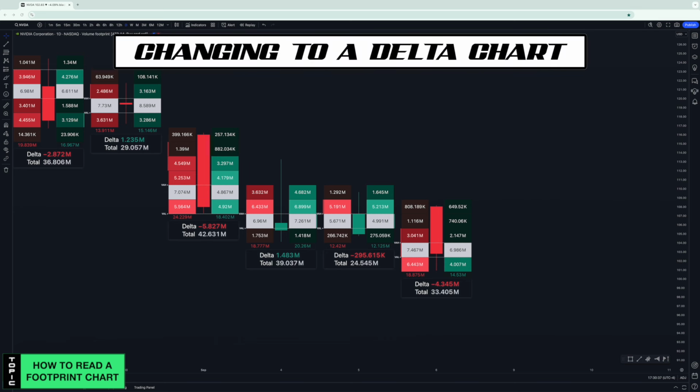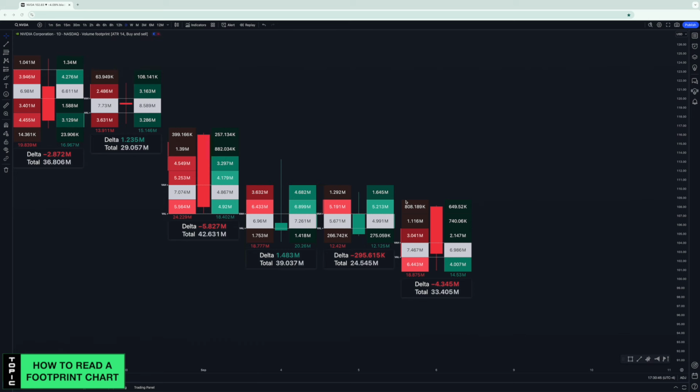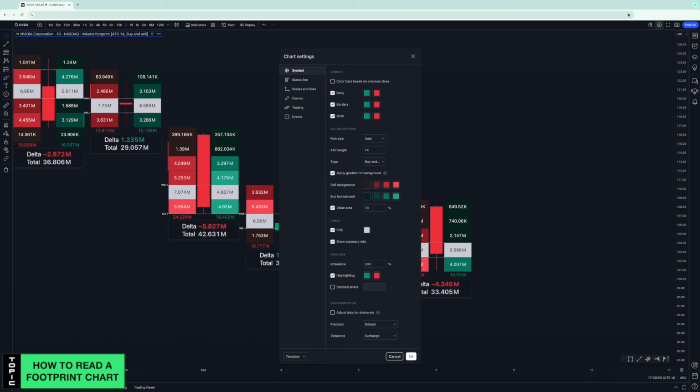Changing to a delta chart. Instead of having both the buy volume and sell volume on each side, you can change your footprint chart settings to just show the delta for each row. Right-click on your charts and click Settings. Beside Type, click the drop-down menu and click Delta.